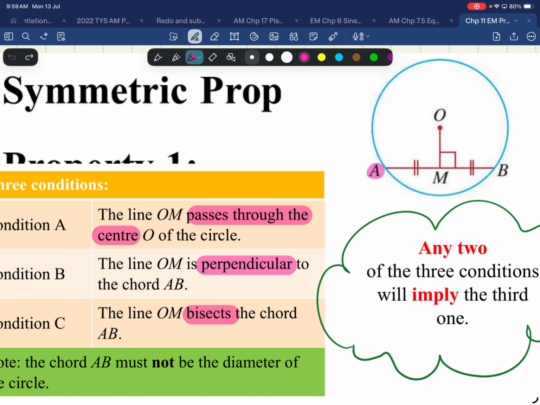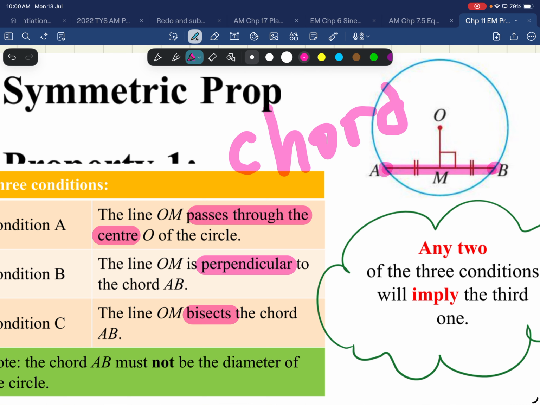Now, A and B are 2 points on the circumference of the circle. Any 2 points on the circumference of the circle, if they join together, we have something called a chord. C-H-O-R-D is a chord, okay? The line AB is called a chord. The longest possible chord, of course, will be a diameter. But in this case, we are talking about the chord AB.